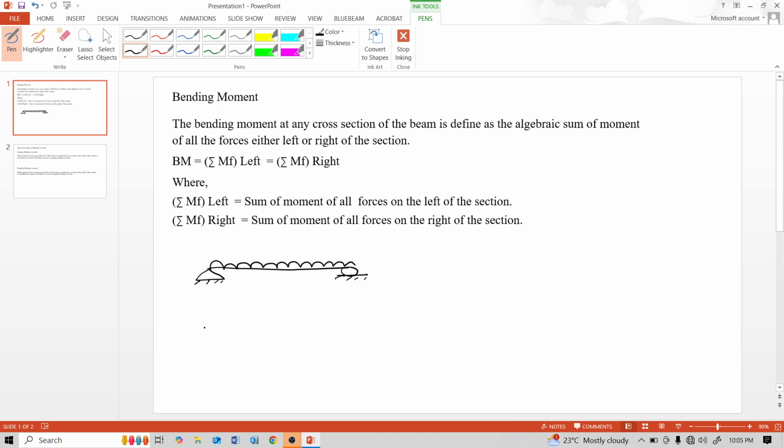The free body diagram of this simply supported beam: that means we remove these supports and put their reactions at the supports. This is A, this roller is B, AY is the vertical reaction, AX is the horizontal reaction, and BY is the reaction at B. This is the free body diagram with uniformly distributed load.